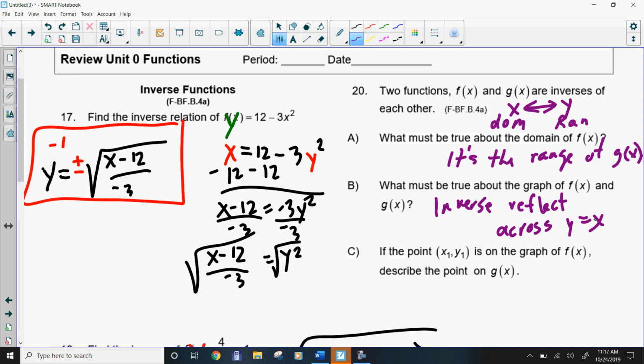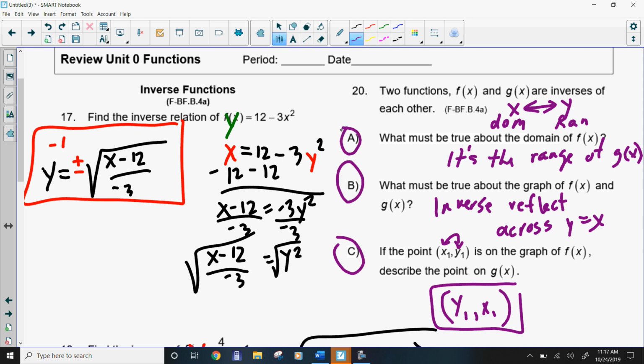So f and g, they're inverses of each other, so you just flip-flop the points. So that means that the point would be y1 comma x1. And that's your answer. Now for these three questions, it's just memorizing. One of those questions is going to be on the actual test. And that's pretty much it for the review.